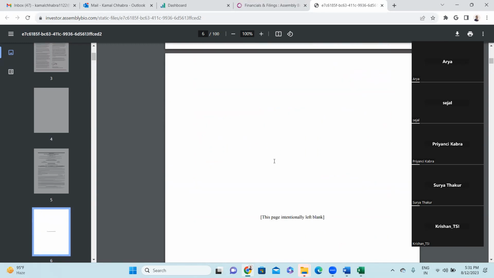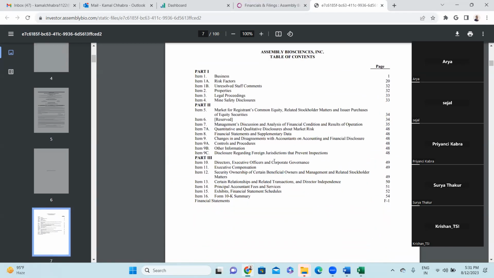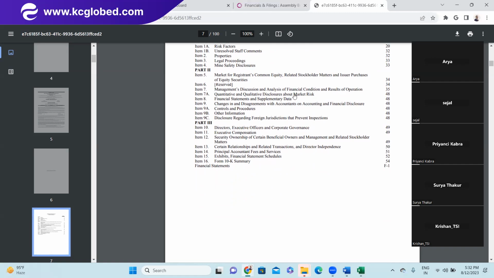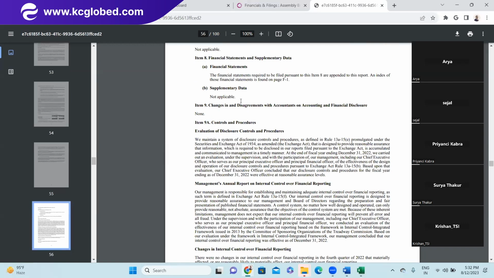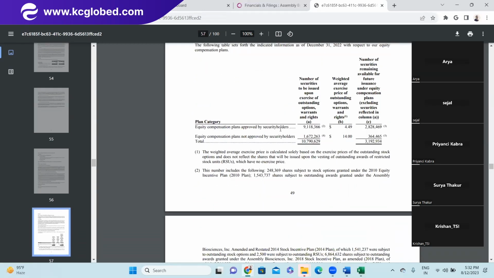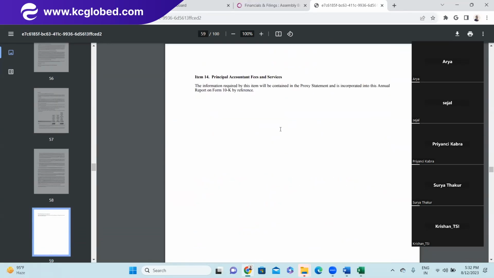Right? That will give you the complete picture of the overall financial statement. If you see here, they will give you the detail of business risk factors, which we were discussing, right? And other legal proceedings, mine safety, all these things over here. And then, this is very important, management discussion and analysis and financial condition. Then finally, financial statements and supplementary data. This will give you the complete financial statement details.